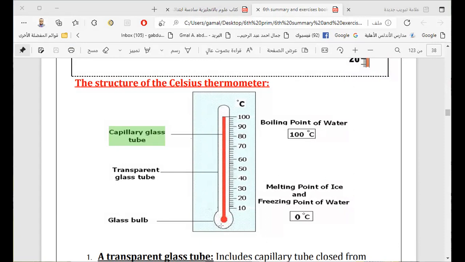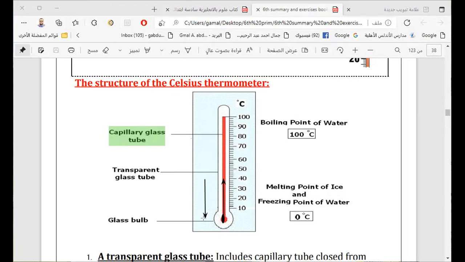Where is the mercury? It is in the bulb. We have the mercury here in the bulb. When the temperature rises up, the mercury starts to rise up. When the mercury rises up in the capillary tube, this means the temperature is increasing. Is it okay? If the mercury moves down, what does it mean?